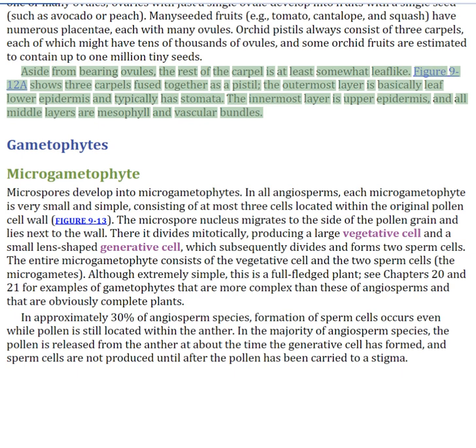Aside from bearing ovules, the rest of the carpel is at least somewhat leaf-like. Figure 9.12a shows 3 carpels fused together as a pistil. The outermost layer is basically leaf lower epidermis and typically has stomata. The innermost layer is upper epidermis, and all middle layers are mesophyll and vascular bundles.